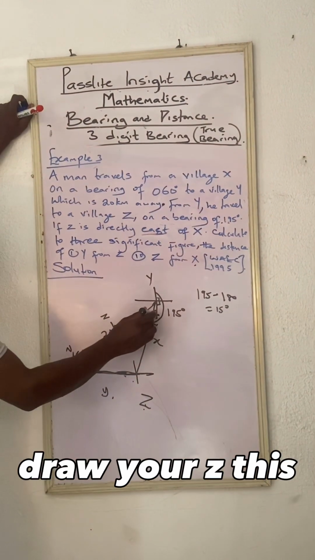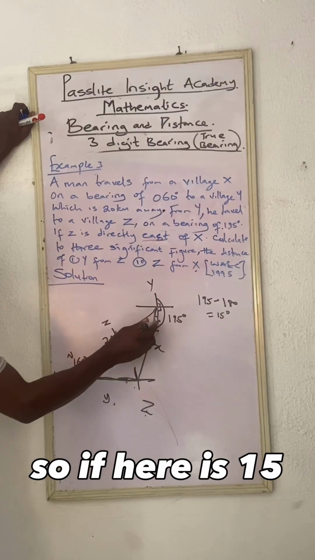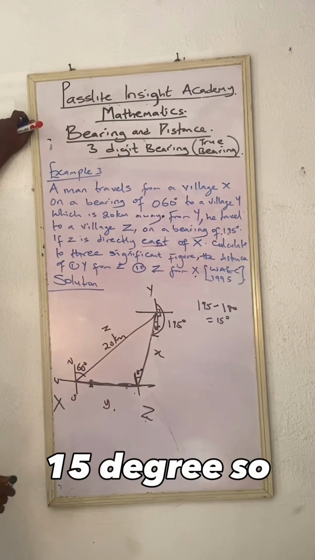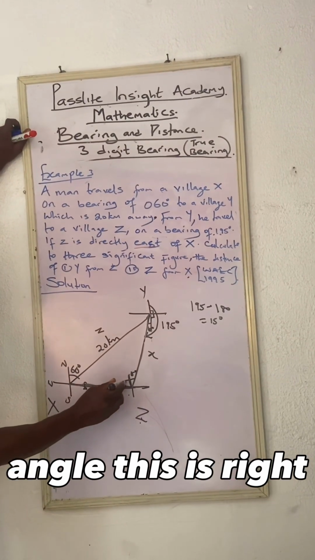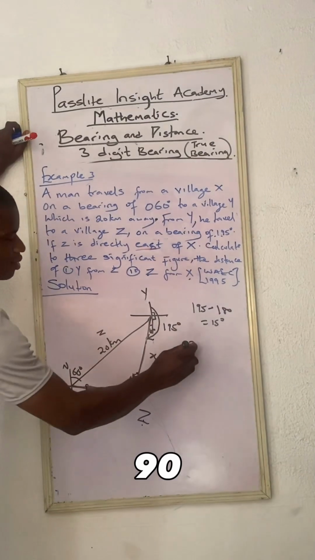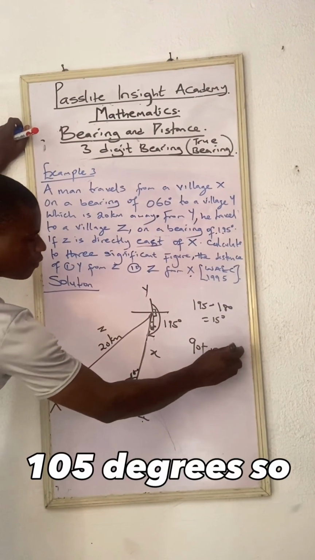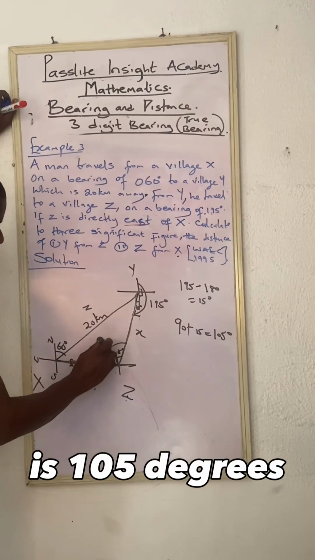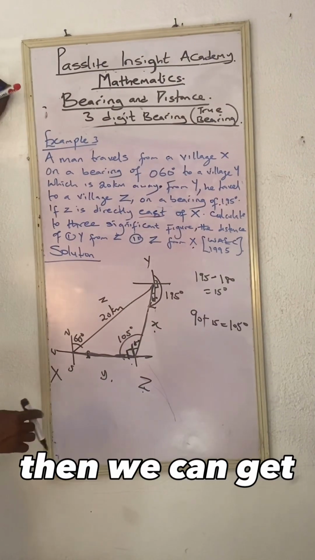So draw your Z this way. This is your Z. If here is 15 degrees, the other side too is 15 degrees. To get this angle, this place is a right angle, which is 90 degrees. So 90 plus 15 is equal to 105 degrees. So all the total here is 105 degrees. Then we can get our angle now.